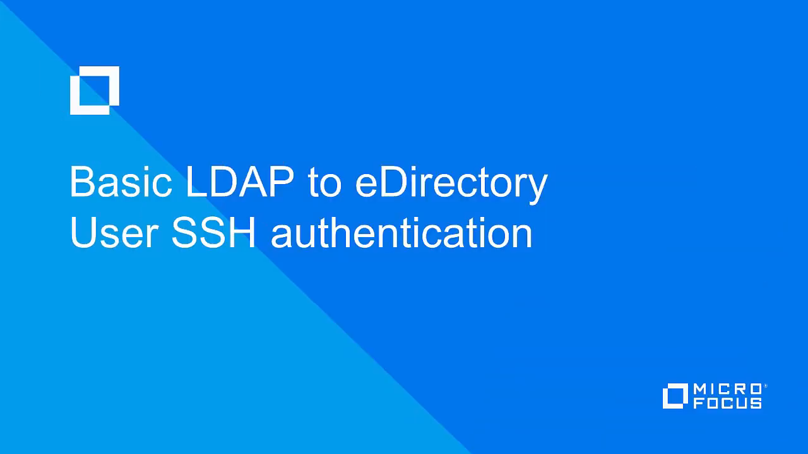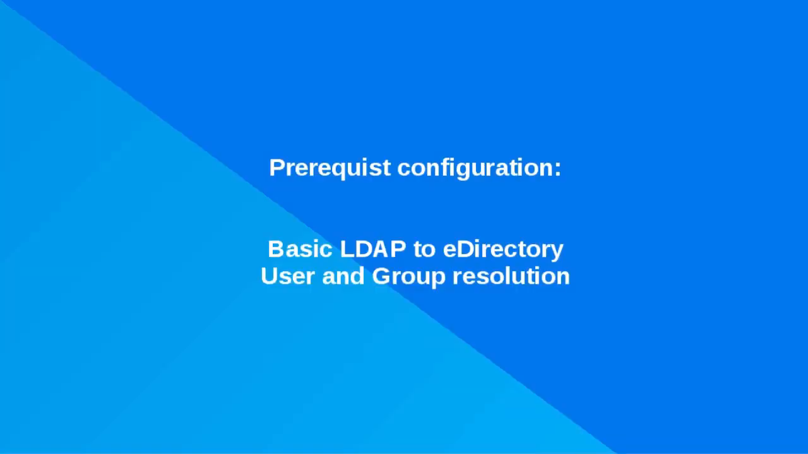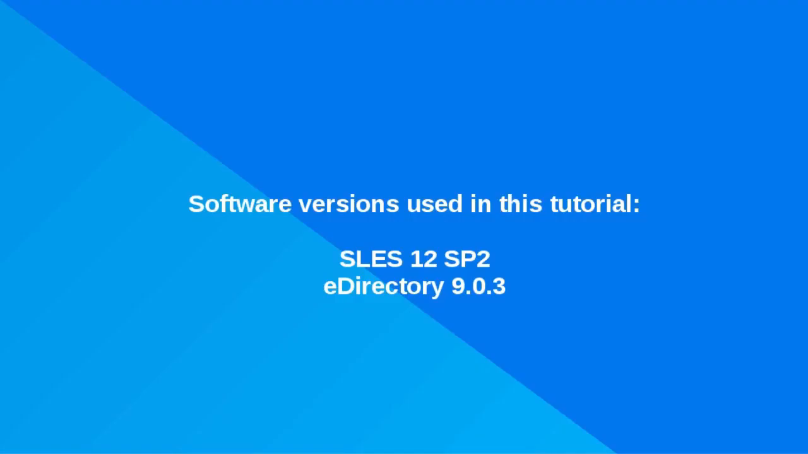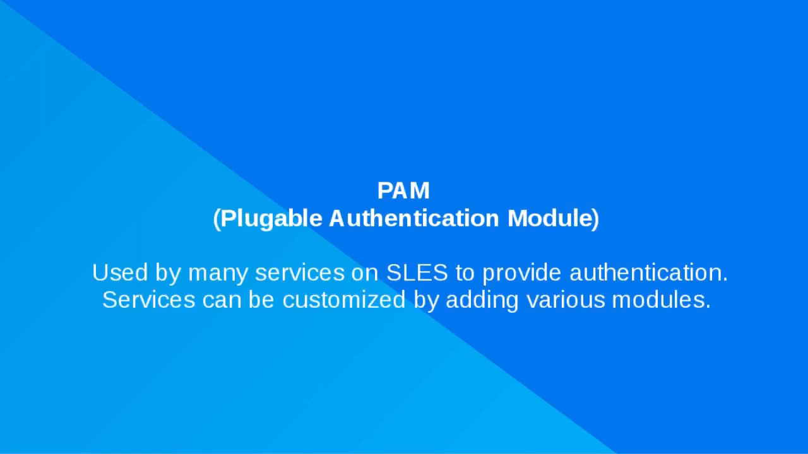Basic LDAP to eDirectory User SSH Authentication. The prerequisites for this tutorial consist of configuration performed in the Basic LDAP to eDirectory User and Group Resolution tutorial. The software versions used in this tutorial are SUSE Enterprise Linux 12 SP2 and eDirectory 9.0.3.